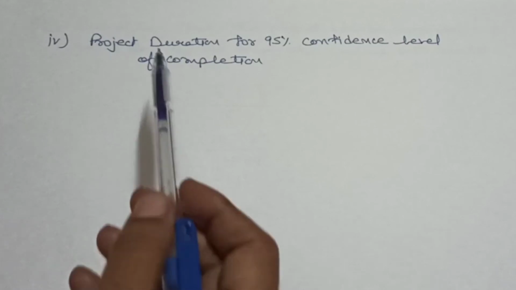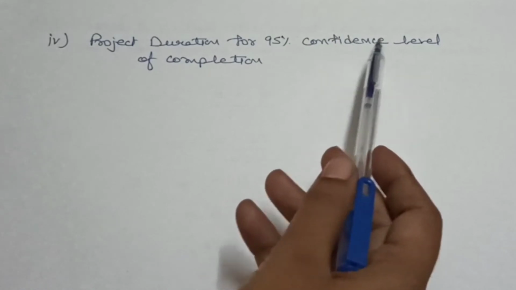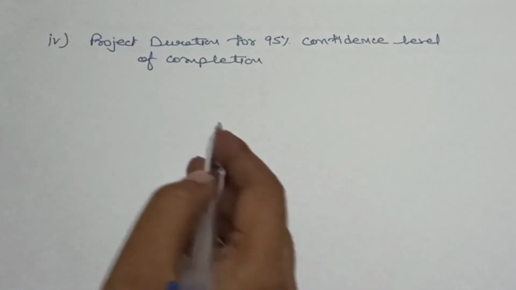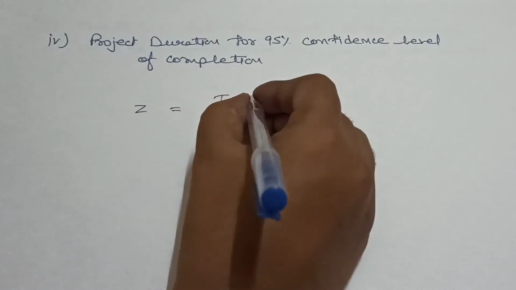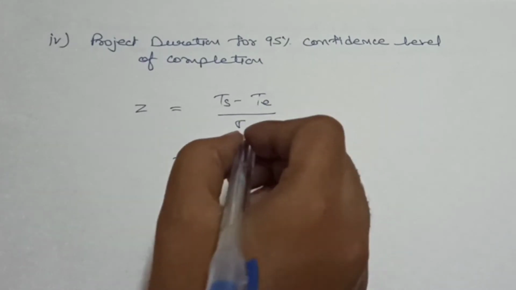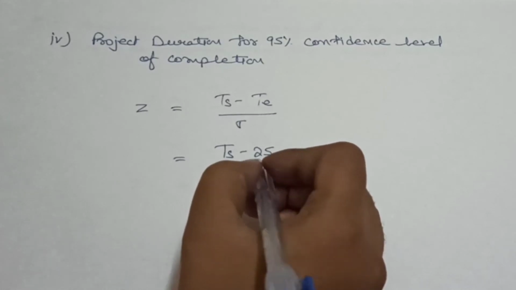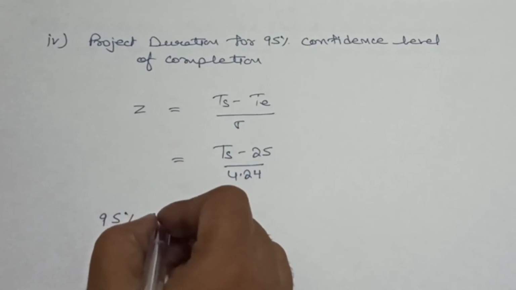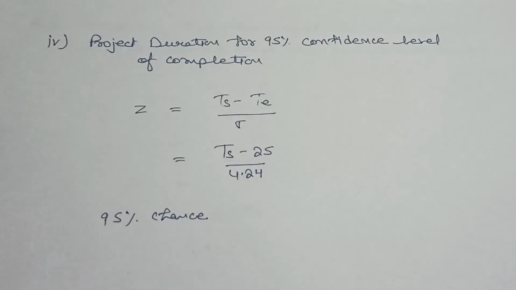Now we will move to our last point, the calculation of project duration for 95% confidence level of completion. For this calculation also we will use the Z value formula: Z is equal to scheduled time minus expected time divided by standard deviation of the critical path. So expected time is 25 days and the standard deviation is 4.24. Now we have 95% chance, so we will find its Z value.